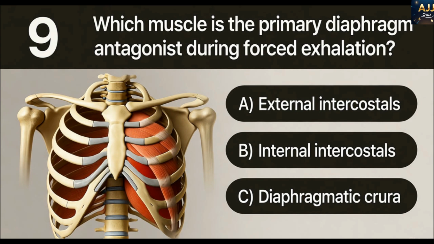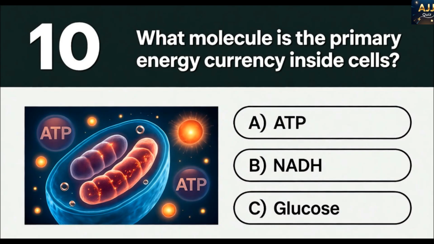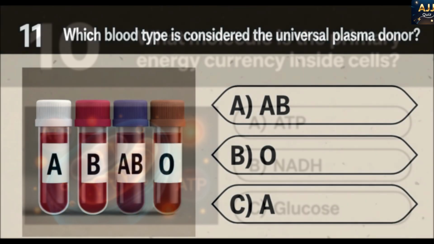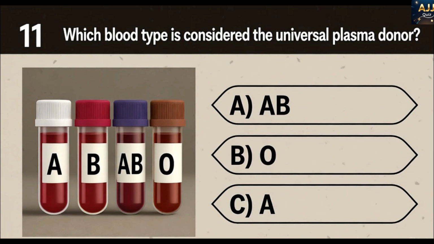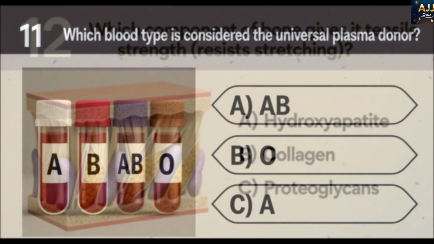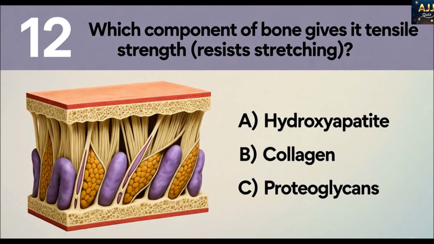Which muscle is the primary antagonist of the diaphragm during forced exhalation? The correct answer is internal intercostal. Which molecule is the primary energy currency inside the cell? ATP. Which blood type is considered the universal plasma donor? AB. Which component of bone gives it tensile strength?